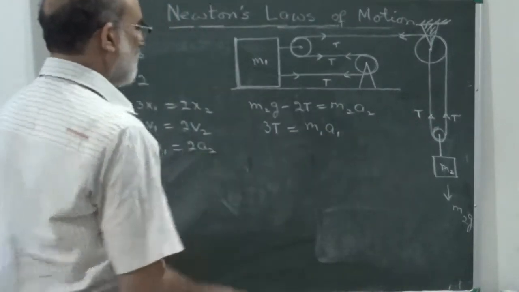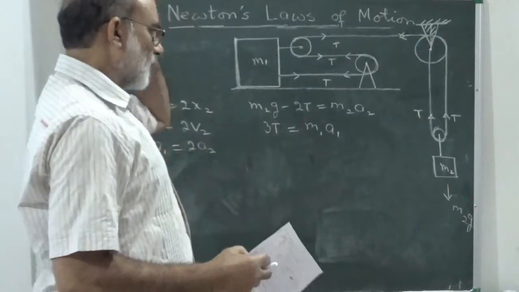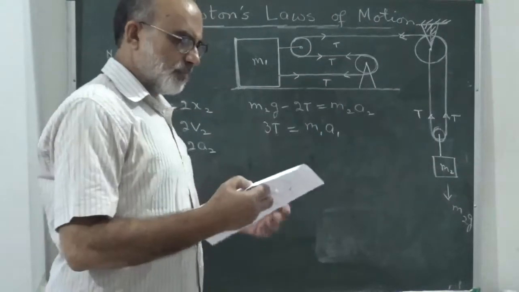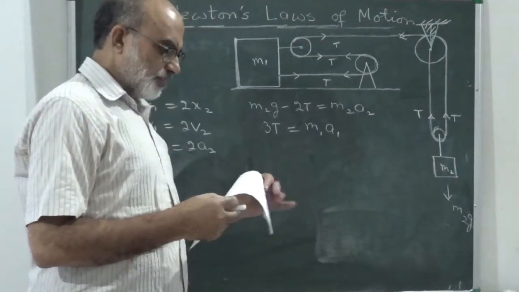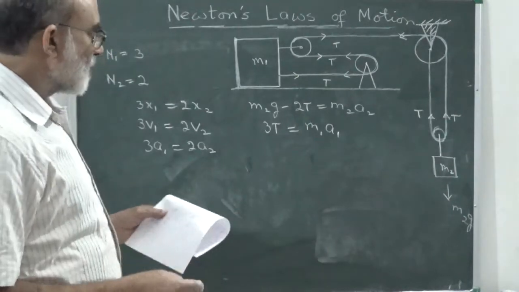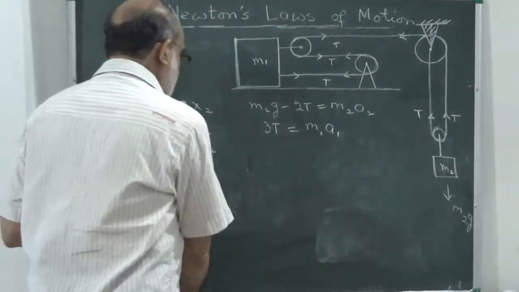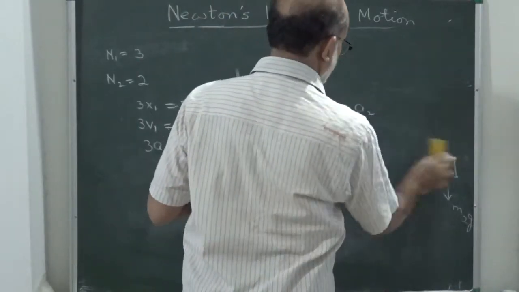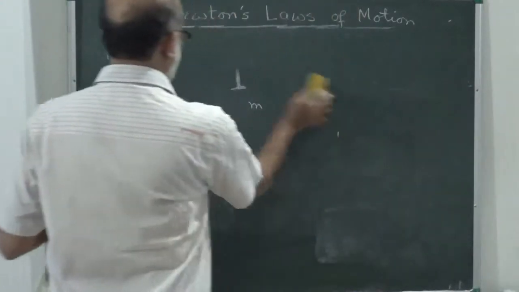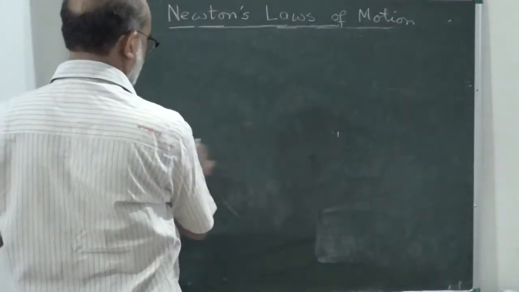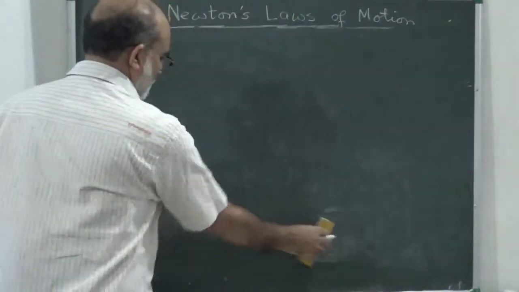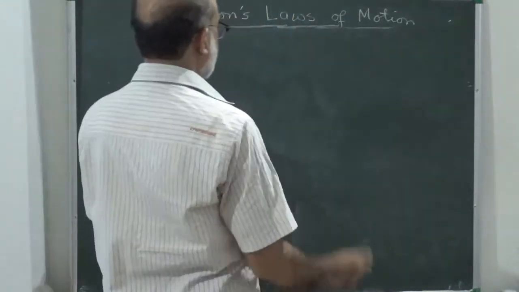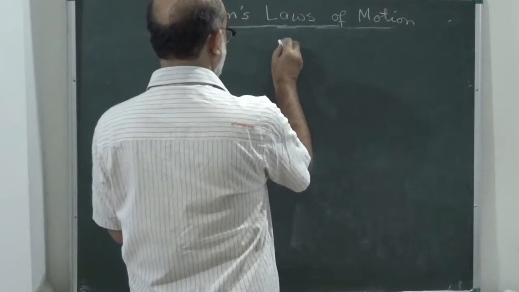Now you get a relation between A1 and A2, so you compare the values of tension and the mass expressions for this and this. Okay. Now, last problem on the screen. I think this much will give you some understanding of how to solve problems related to multiple pulleys. So there is one more problem I am solving for today.